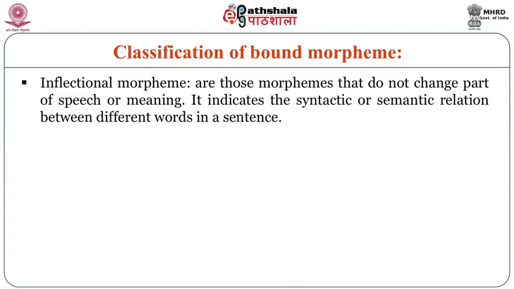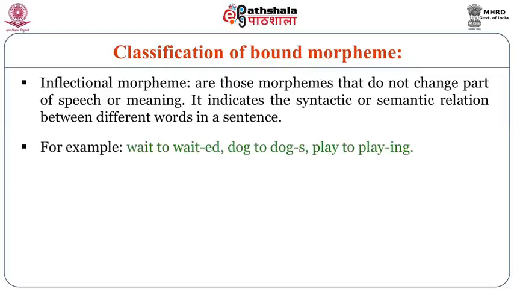Inflectional morphemes are those morphemes that do not change part of speech or meaning. They indicate the syntactic or semantic relation between different words in a sentence. For example, wait to waited, dog to dogs, play to playing.